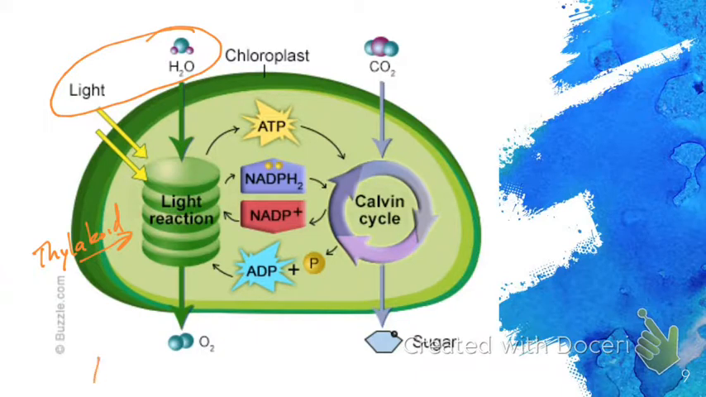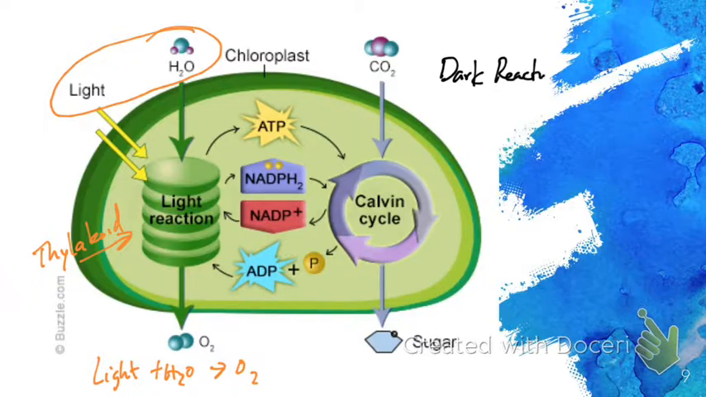You have light plus H2O gives you oxygen. And then the dark reactions, let's use a different color, occur in the stroma. And remember, this whole thing is in the chloroplast. You get CO2 converted to sugar. Okay, this is good to know.